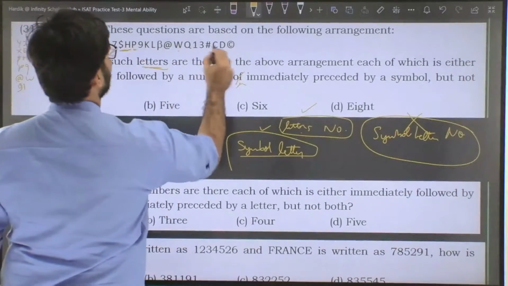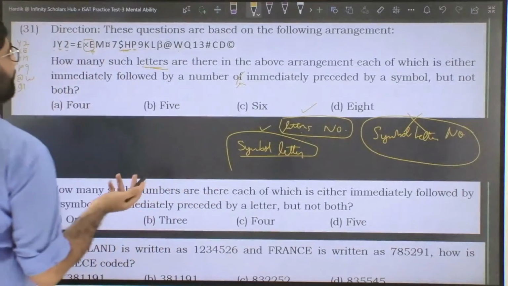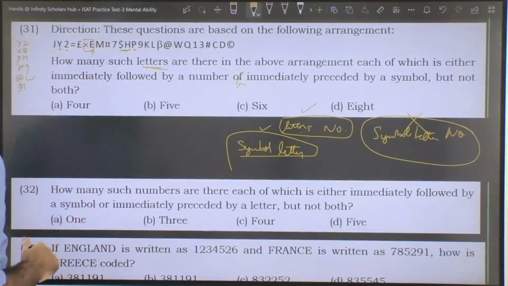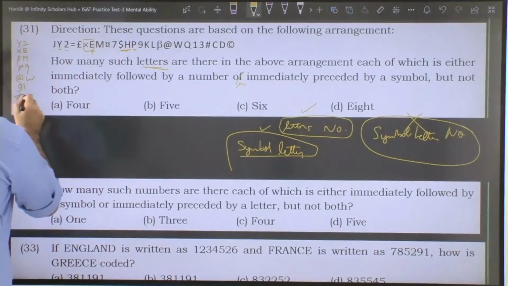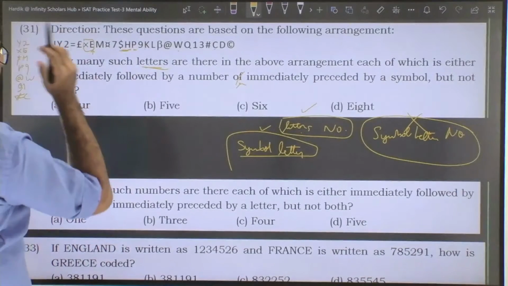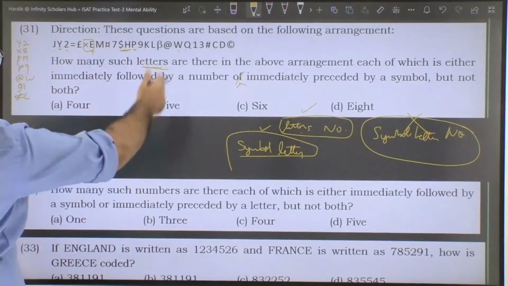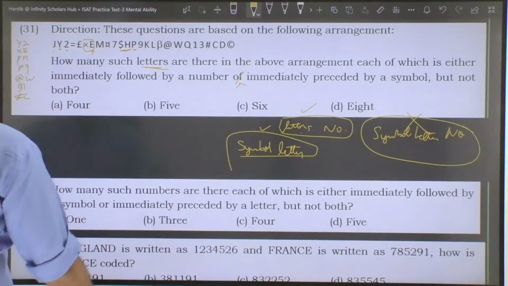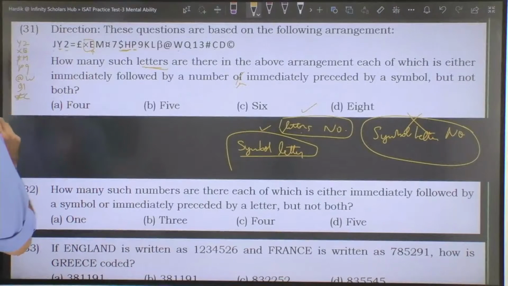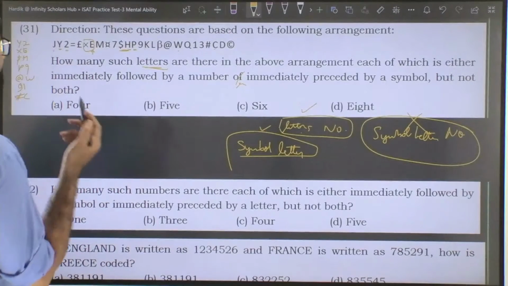Okay. Then we have C. After C, you should be having a number, but no, number is not there. Before C, you can have a symbol. So yes, definitely hash and C will be there. Okay. Then D. After D, there should be a number, but no, there is no number. And before that, there should be a symbol, but symbol is also not. So this many will be the pairs.